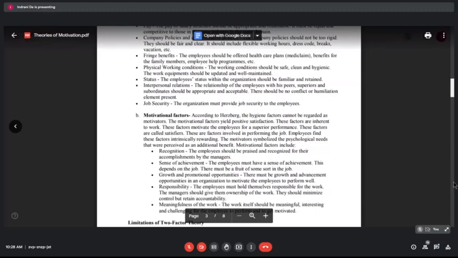So these factors motivate the employees for a superior performance. These factors are called satisfiers. So motivational factors are also called satisfiers. These are factors involved in performing the job. Employees find these factors intrinsically rewarding. The motivators symbolize the psychological needs that were perceived as an additional benefit. So these are certain psychological needs we are looking for.